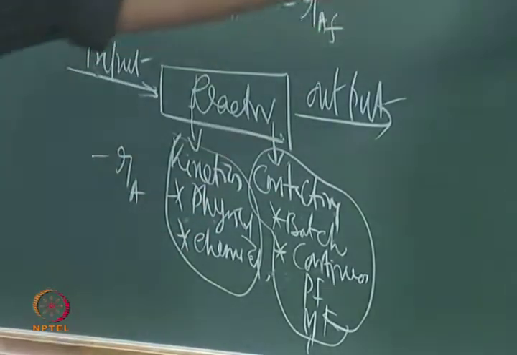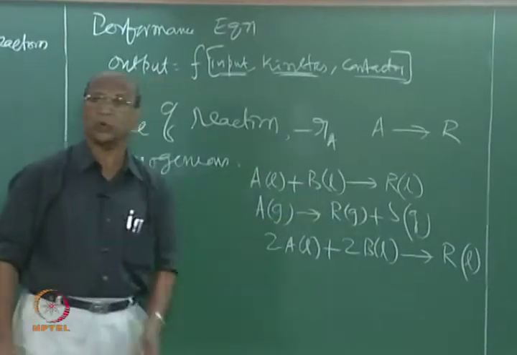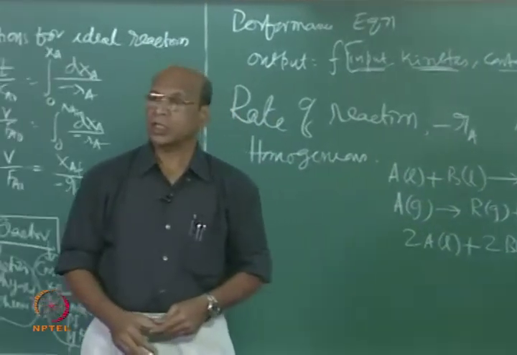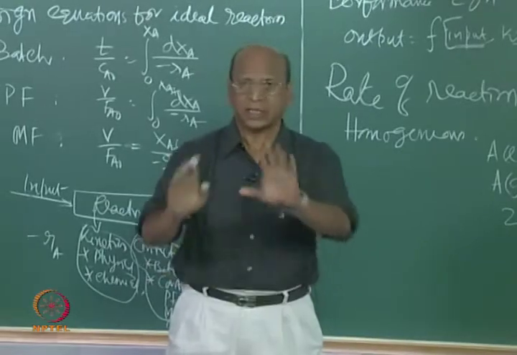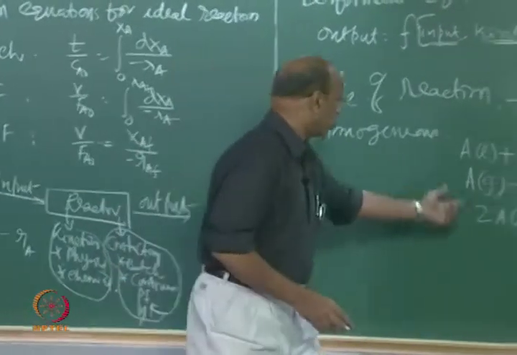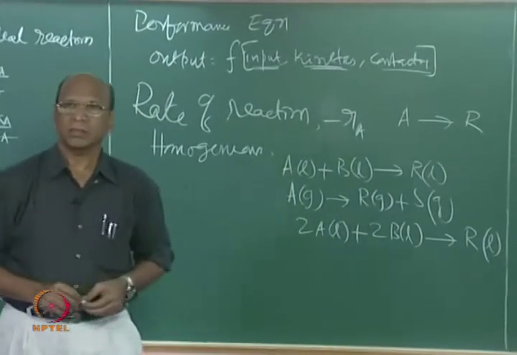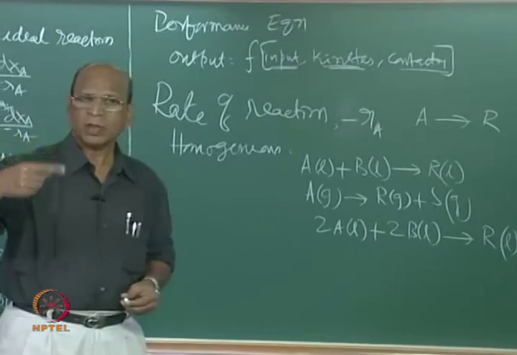For example, a very innocent looking equation like this, A plus B going to R, you do not know what is happening there. It can be a very, very complicated equation, it is not simple second order, right, or it cannot be simple pseudo first order. By looking at that, you can never tell that. So, that means you have to go to experiments.